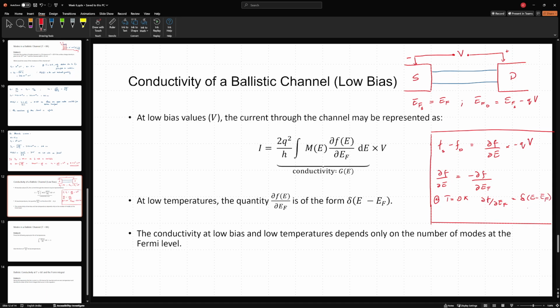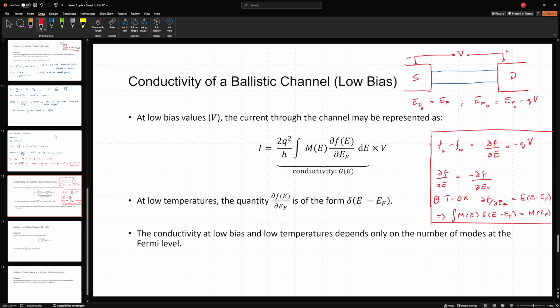Since that is the case, plugging that over here, the delta function's property is when I have f of x times delta x minus x naught, when I integrate it in an interval that contains x naught, then I'm going to get f of x naught. So this implies integral M of E delta E minus EF is going to be M of EF. So the conductivity is only dependent on the number of modes at the Fermi level.